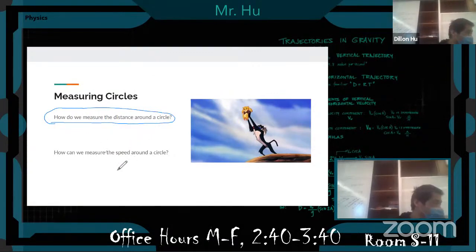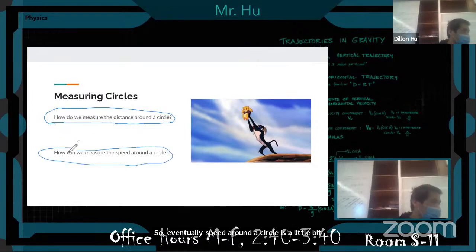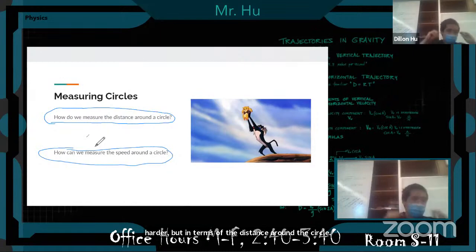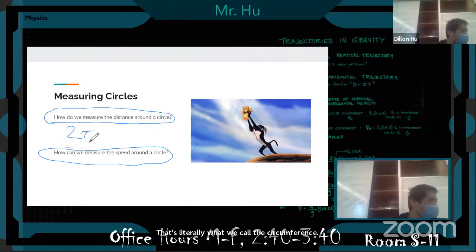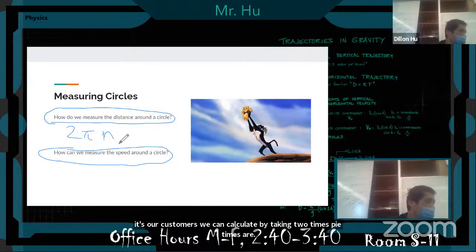Measuring the speed around a circle is a little bit harder, but in terms of measuring the distance around a circle, that's literally what we call the circumference. And the circumference we can calculate by taking 2 times pi times r. And we can use that to figure out the distance around a circle.